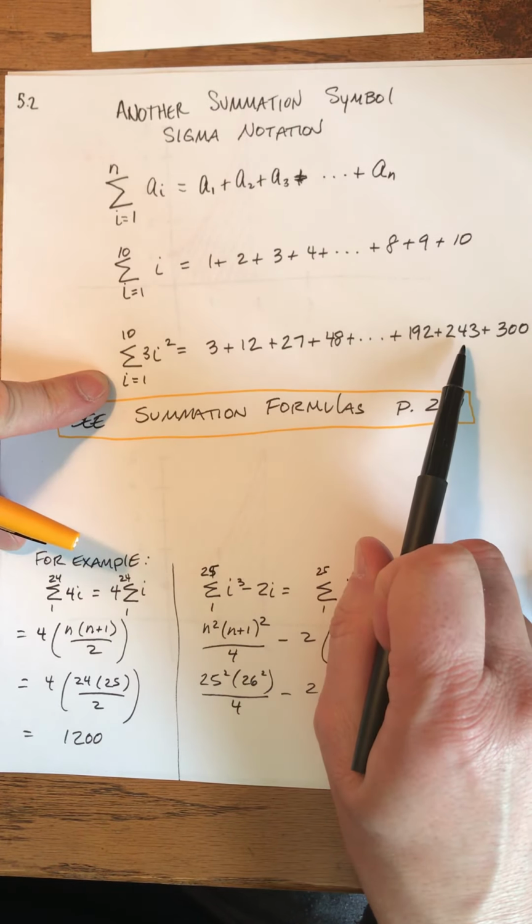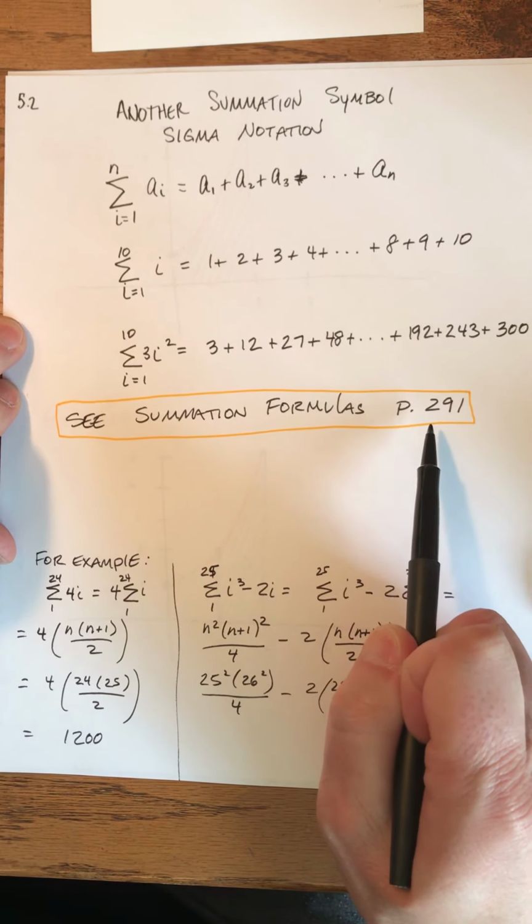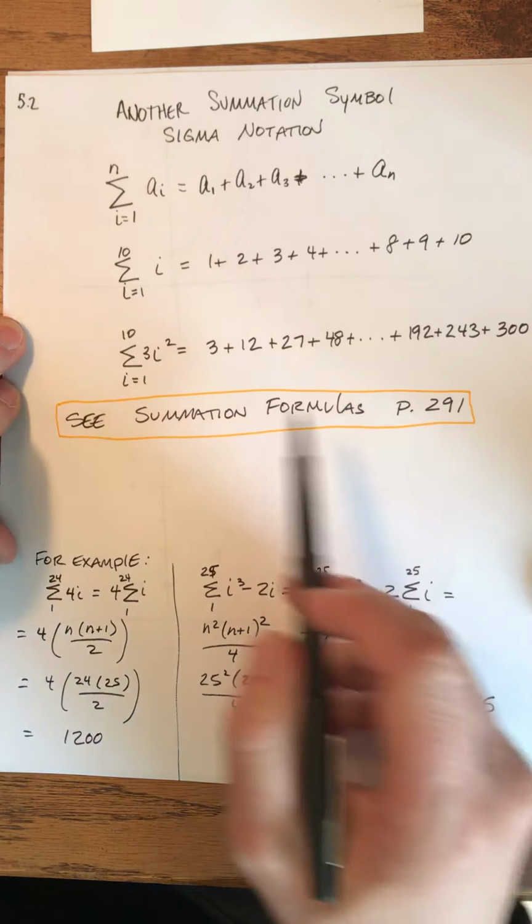And then I would add these up. This is summation notation. There are formulas for this on page 291, which work really nicely.